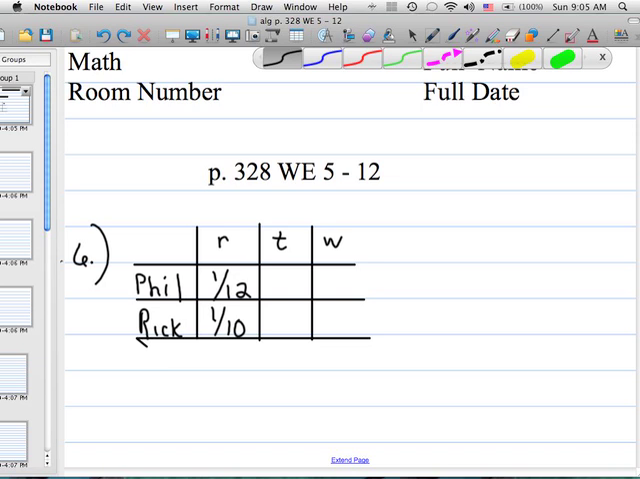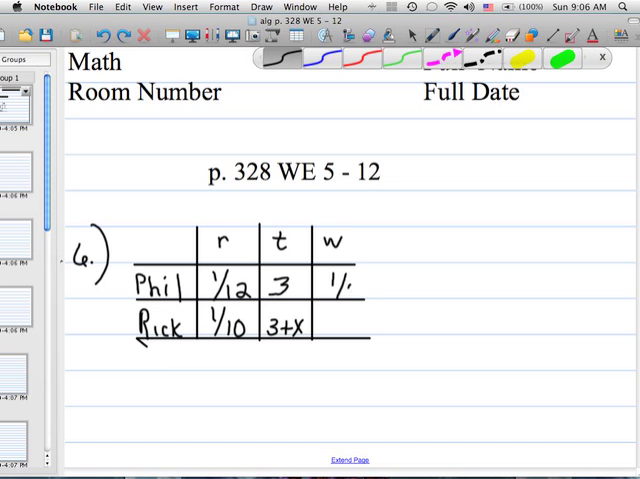Together, they work together for 3 hours. How long will it take Rick to finish the job alone? They work together for 3 hours, and that's the amount of time that Phil and Rick both work for a while. Then Rick's going to get stuck doing the rest of the job. So he's worked 3 hours plus whatever more time it takes for him to finish the job. So that's 3 plus X.